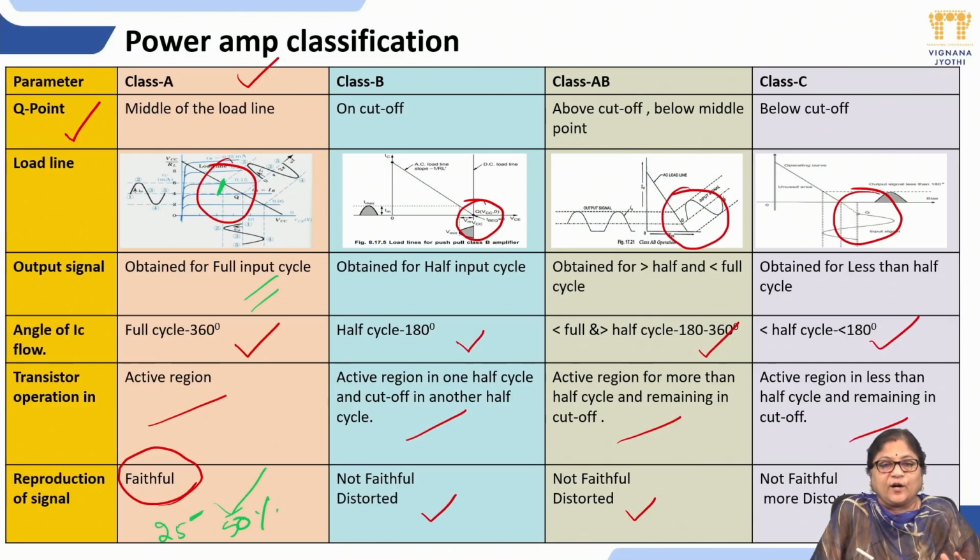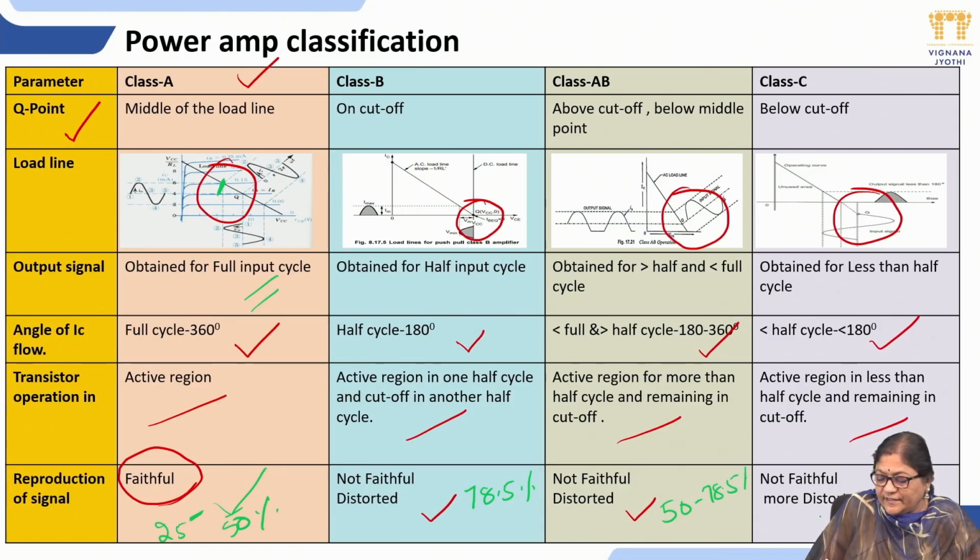Then by just altering the conduction angle, we are going to increase the efficiency: class B to 50 to 78.5%, and class C approximately 90%, and so on. I am going to discuss this in part 2, for class B power amplifier operation and its derivation, in the next session. Thank you.